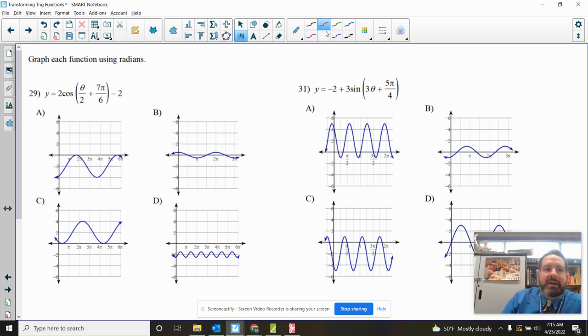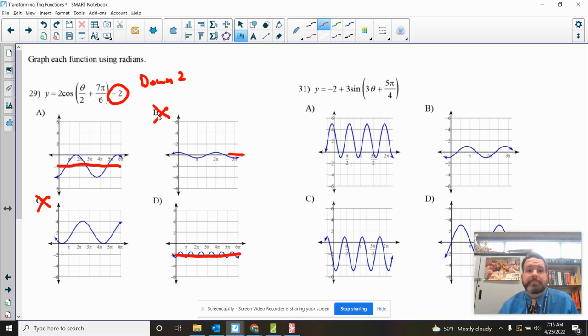Now when I say the easy stuff, I mean, I always like to check the vertical shift first. This means that I should be moving down 2 spots. So I'm looking for which of these have a midline at negative 2. That one does. This one does not. This one's got a midline at a height of 0. This one has a midline at a height of plus 2. This one has a midline of minus 2. Okay, so looking just at vertical shift, narrowed it down to A or D.